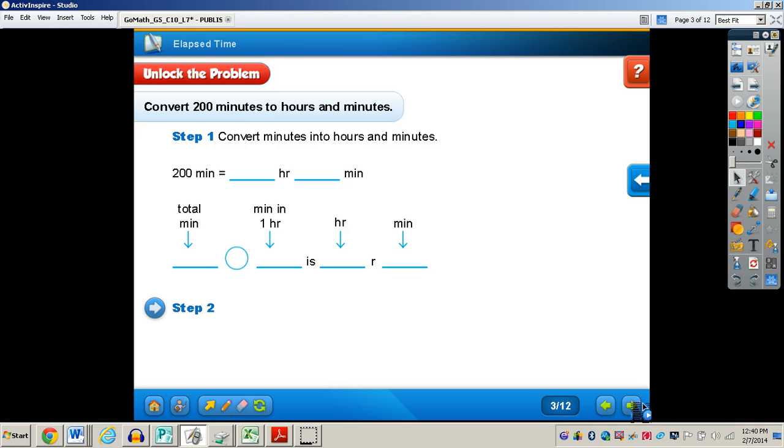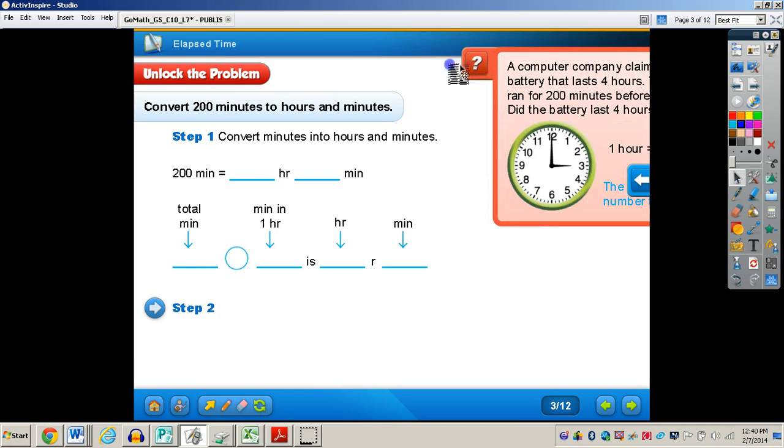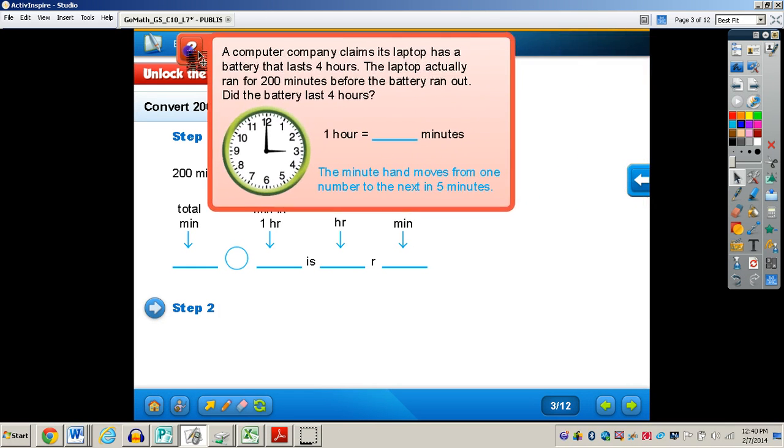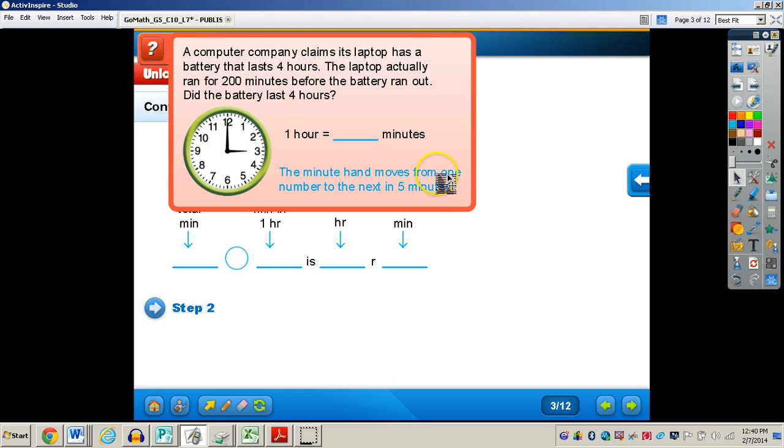Now, I want everyone to turn to page 431 in your math book, and we are going to unlock a problem. The first thing we want to do is look over the question. It says a computer company claims its laptop has a battery that lasts 4 hours. The laptop actually ran for 200 minutes before the battery ran out. Did the battery last 4 hours?